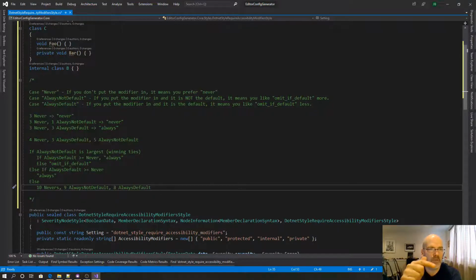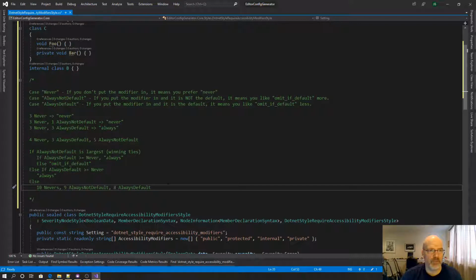Because if always not default is the largest, winning ties, then you just pick one of the two. So it can't be that. Always not default has to be strictly less than never. Then always default has to be greater than or equal. So it has to be strictly less than the nevers. It also had to be strictly less than always not default. So I think that's the right logic, I think.